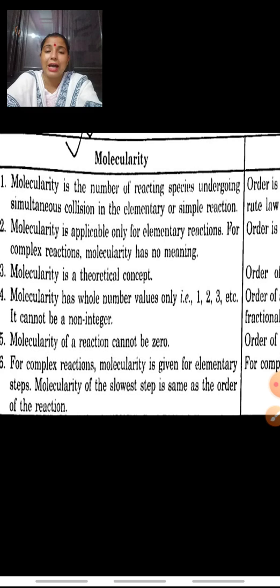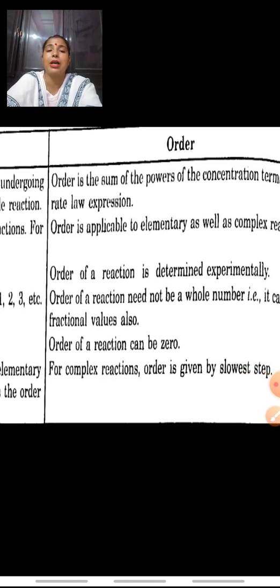Now see, molecularity is the number of reacting species undergoing simultaneous collision in an elementary or simple reaction. That means if a single elementary step is there, how many molecules are colliding will tell you the molecularity, whereas order is the sum of powers to which the concentration terms are raised in the rate law equation. We have already discussed this in the previous presentation.